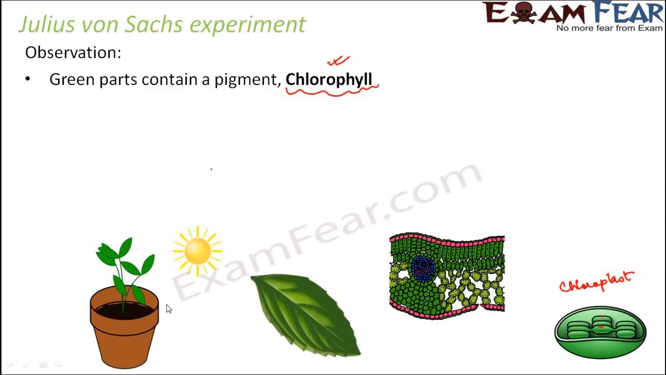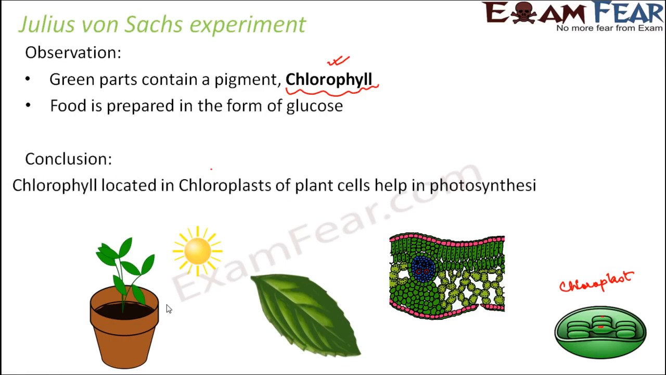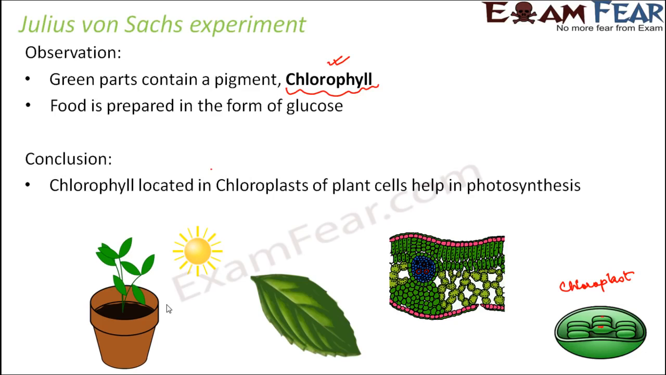So Julius von Sachs concluded this very important thing: food is prepared in the form of glucose. So what was the conclusion? Chlorophyll located in chloroplasts of plant cells helps in this process, and this process is nothing but photosynthesis.